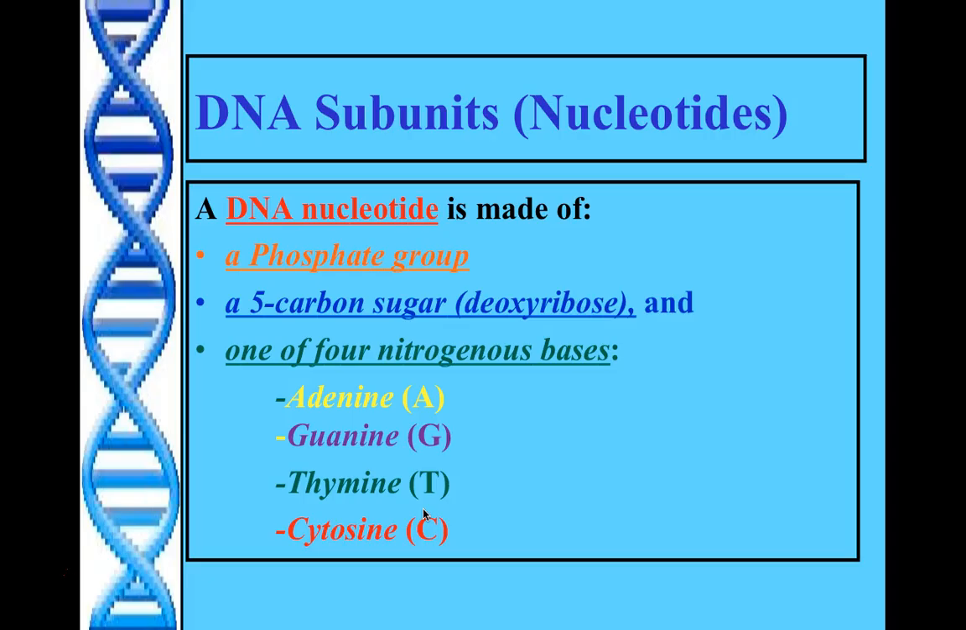So within one nucleotide, we have one phosphate group, we have one sugar, which has 5 carbons on it, so it looks like a pentagon, and the name of that sugar is deoxyribose, and one of the 4 choices from our nitrogenous bases. So we can have a phosphate, the sugar, and an adenine. That could be one nucleotide. We could have phosphate, a sugar, and a guanine. That can be a separate nucleotide, so on and so forth.